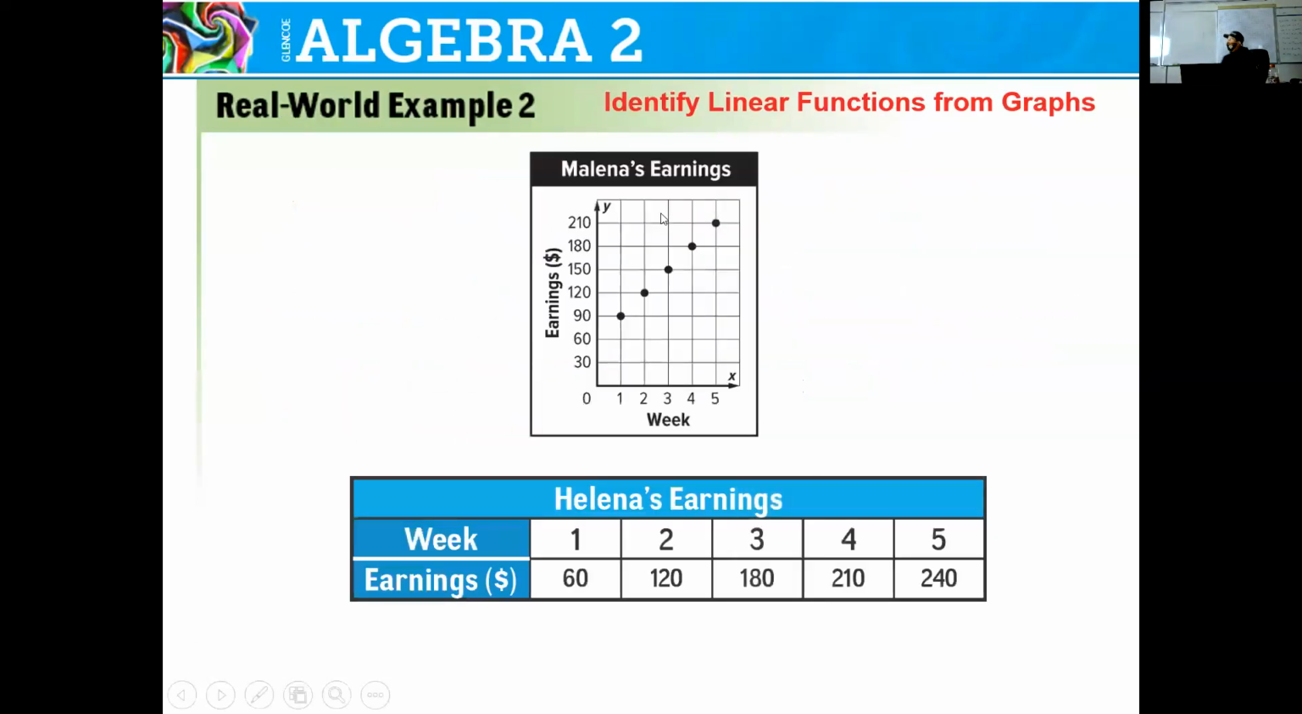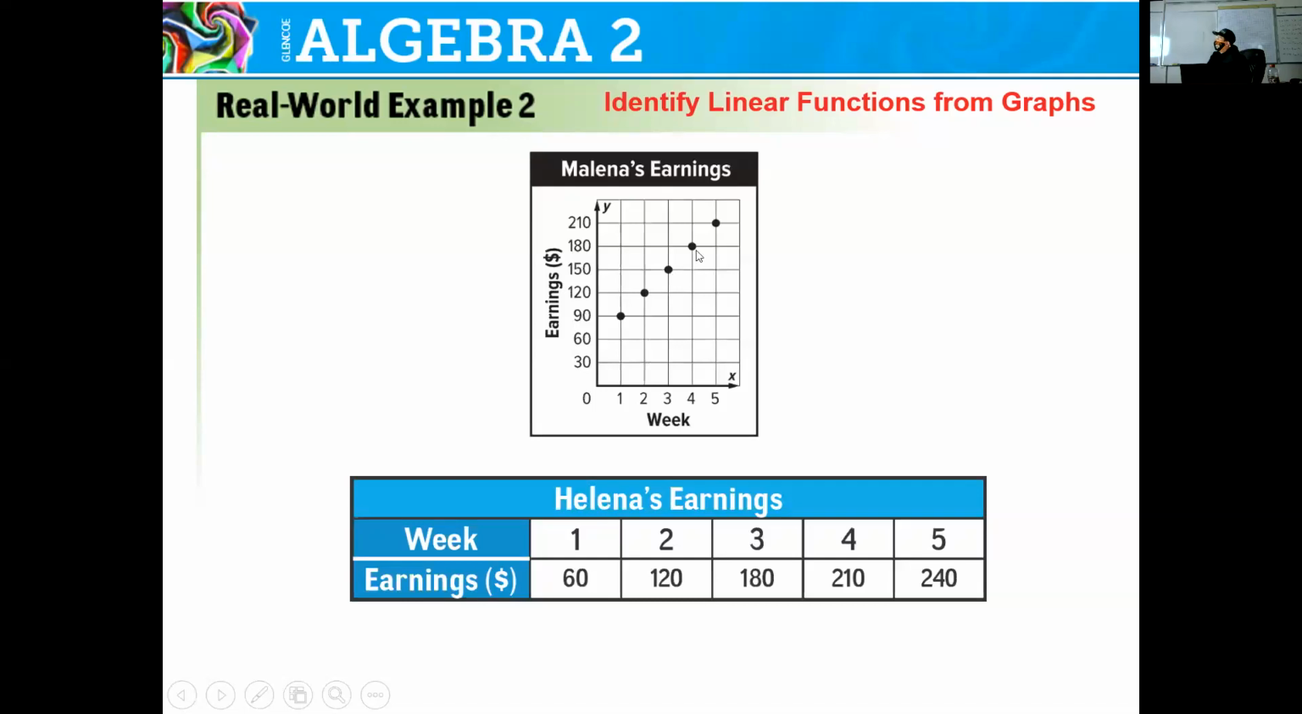Okay, so here we have Melina's. One of the first requirements of being a linear function is that we could draw a single line and intersect each one of their points. That would pass. The second is that there is a constant rate of change. As they move week to week, the earnings increase by the same amount. From week 1 to week 2, she made $30, going from 90 to 120. From week 2 to week 3, she went from 120 to 150. That's 30, 30. That works out.